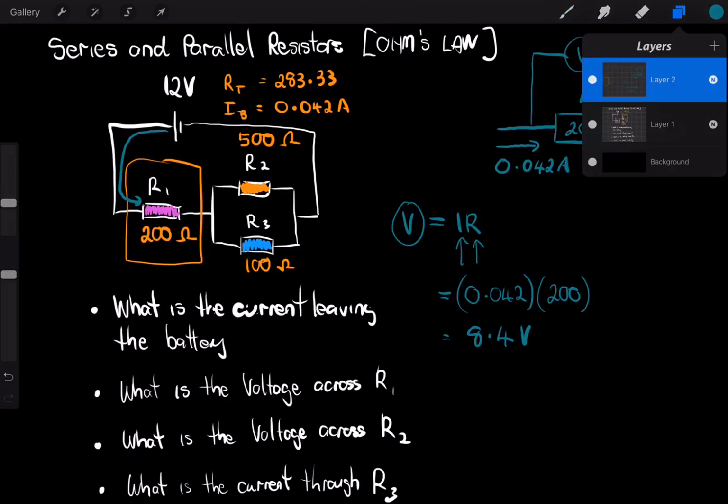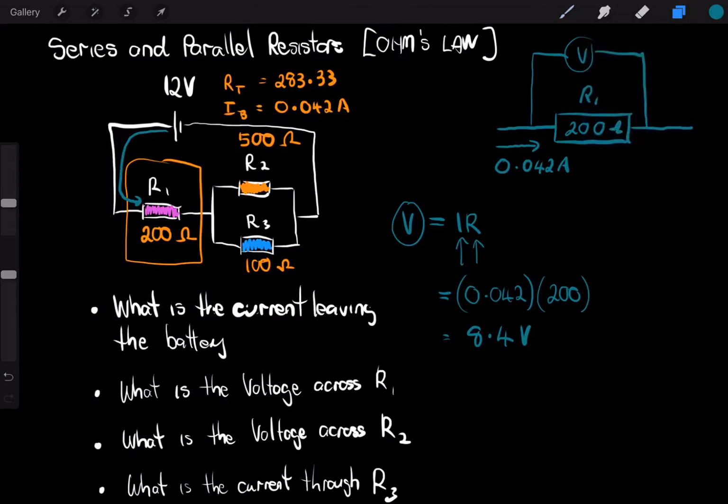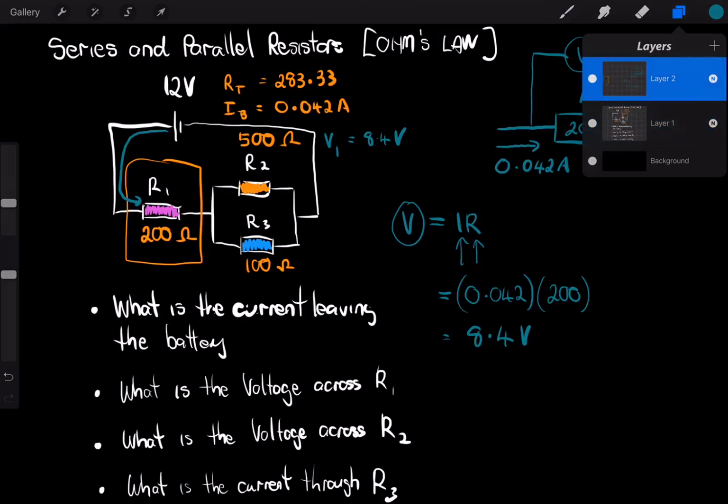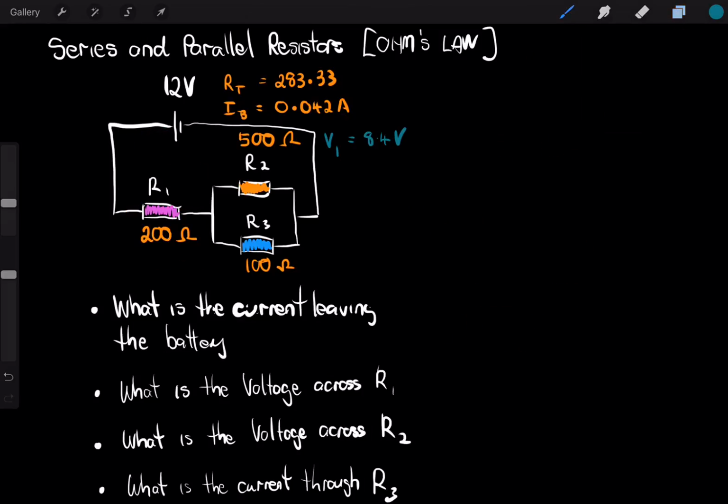Okay, let's put that in. V1, which is the voltage across resistor 1, is 8.4 volts. Okay, let's clear that. So we've done this one. What is the voltage across R2?